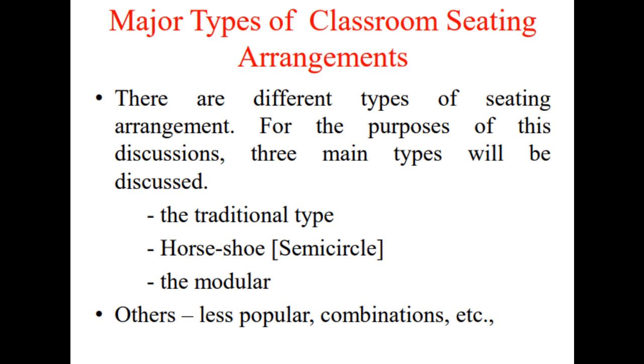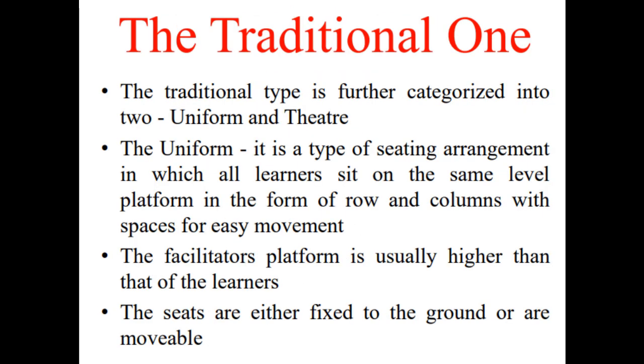The types of seating arrangement are the traditional type, horseshoe or semicircle, the modular, and others that are less popular, such as combinations. The traditional type is further categorized into two: uniform and theater.